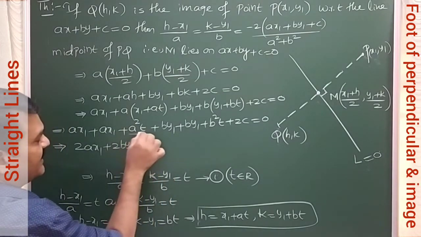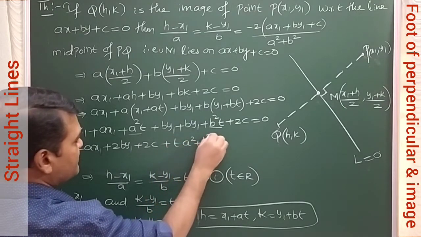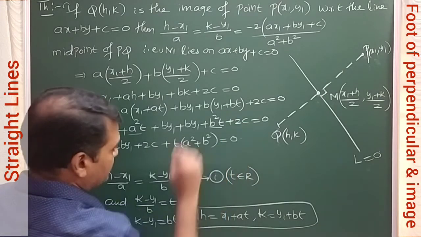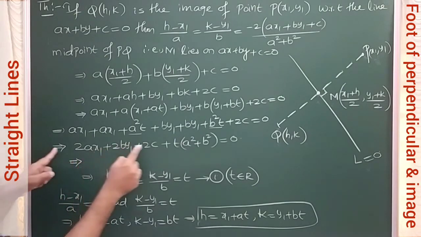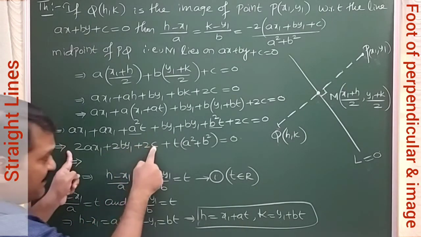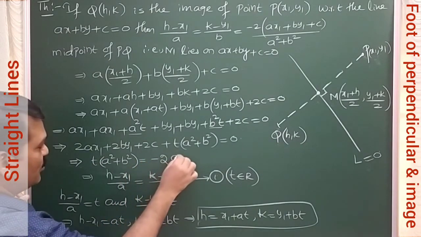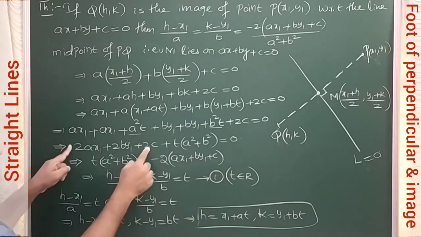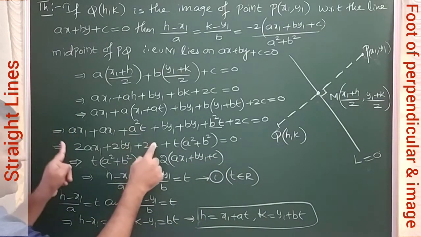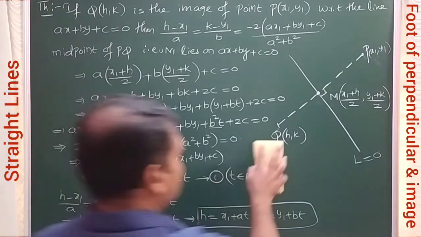Okay. Remaining terms, in these two terms you can take t common: a squared plus b squared. This is equal to 0. So in the first three terms I can take 2 common and shift to the right side. So t into (a squared plus b squared) is equal to minus 2 times (ax1 + by1 + c). What we are doing? In the first three terms take 2 common and shift to RHS. Then we get like this. So, okay, let us remove this figure now.